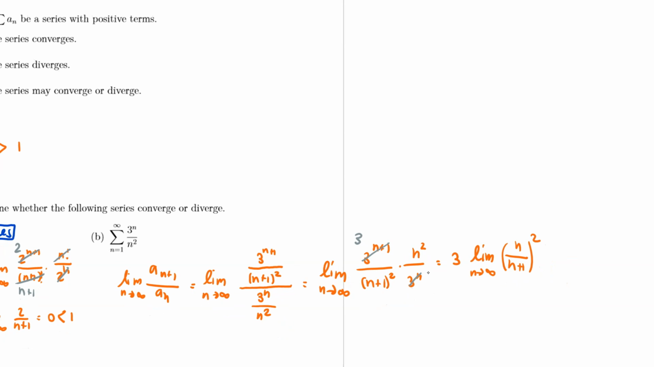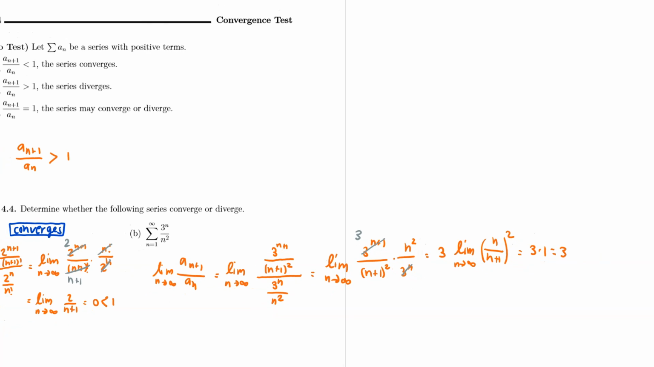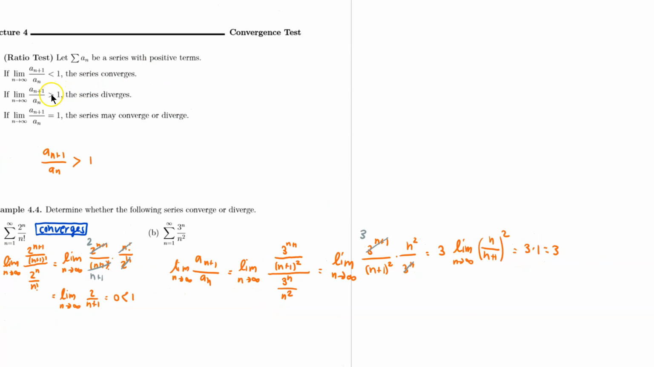Now then, when n goes to infinity, n over n plus 1 is going to 1. So I'm going to have 3 times 1, which equals 3. And now, because 3 is bigger than 1, this is going to be in the second case. If the limit of a_{n+1} over a_n is bigger than 1, then I can conclude that this series is going to diverge. So I can conclude that this one diverges.